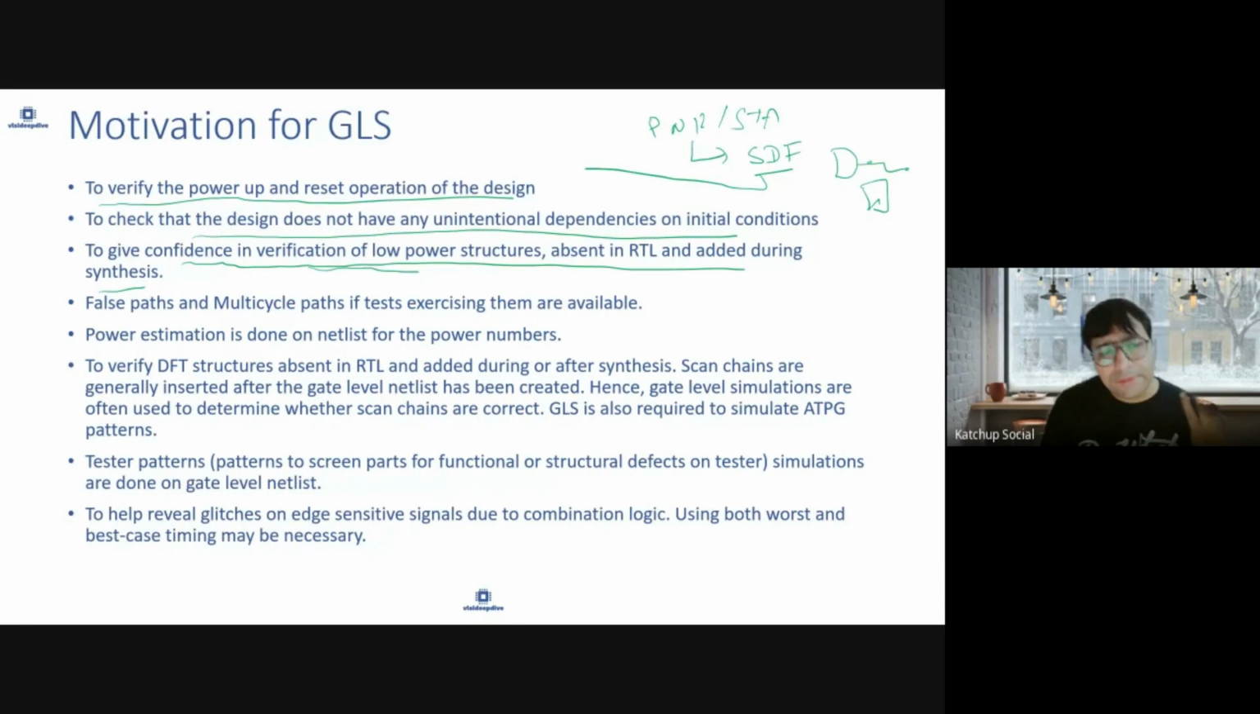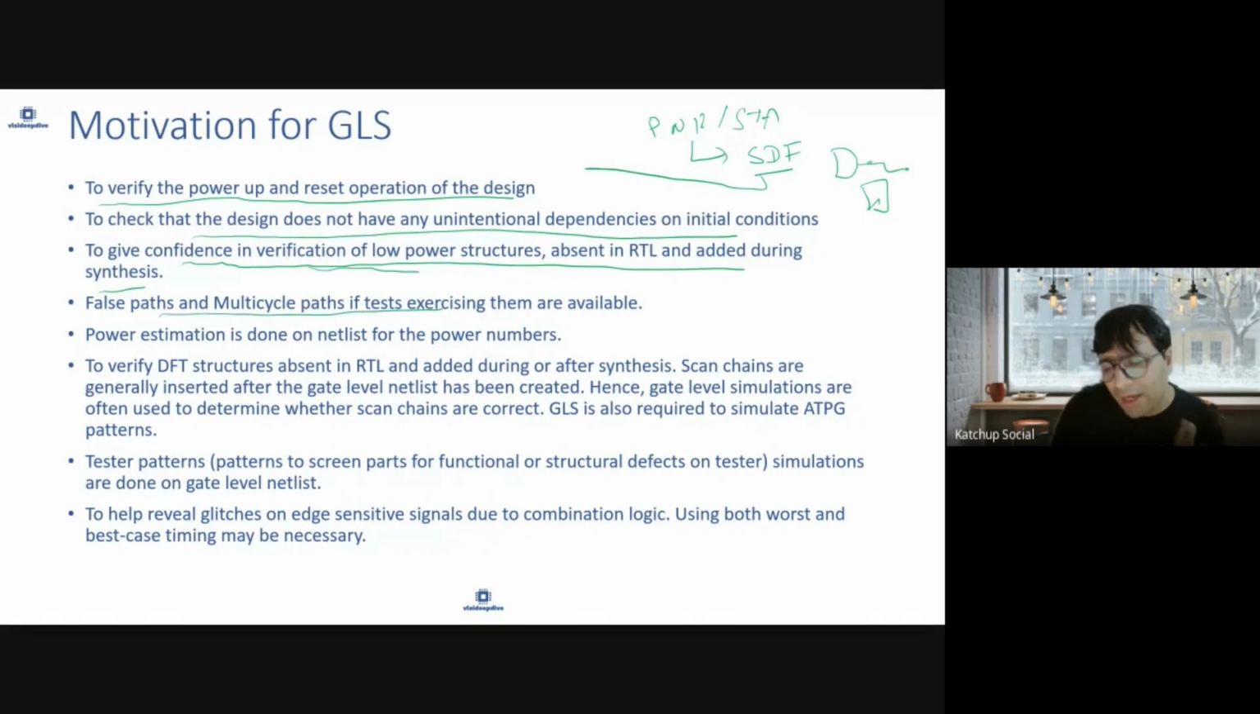Then while doing synthesis, you use certain kinds of constraints like false paths and multi-cycle paths. And sometimes designers can make mistakes, and maybe these false paths or multi-cycle paths were not defined correctly, and your design can actually fail if these are incorrect. So the way to verify that these false paths and multi-cycle paths at gate level do not cause any functional failures is to run gate level simulation.